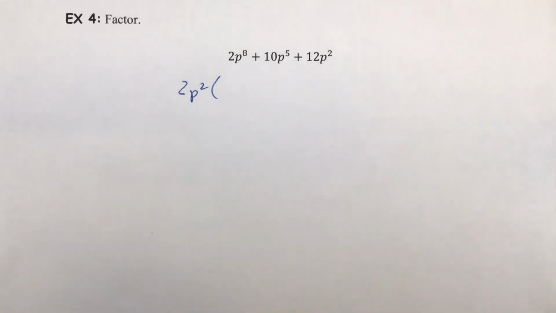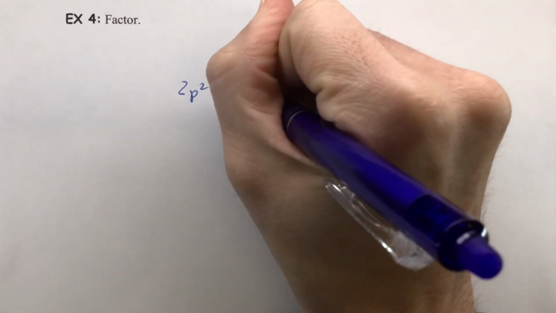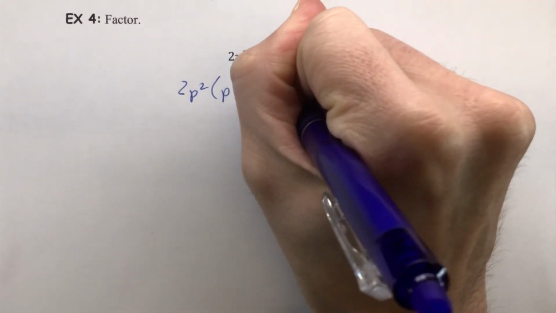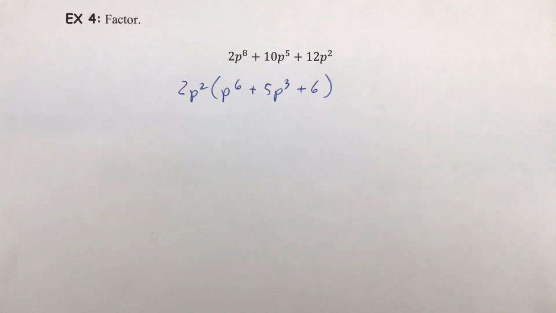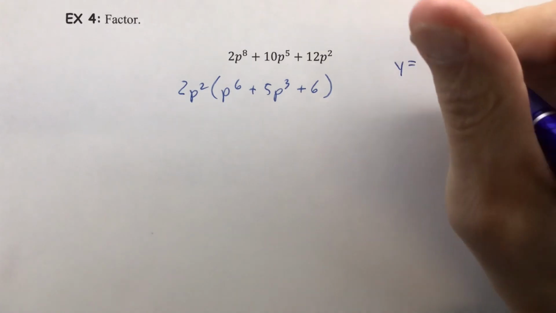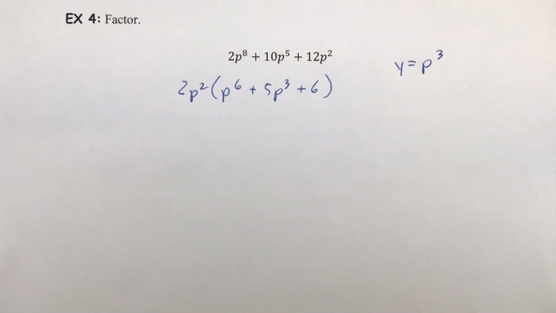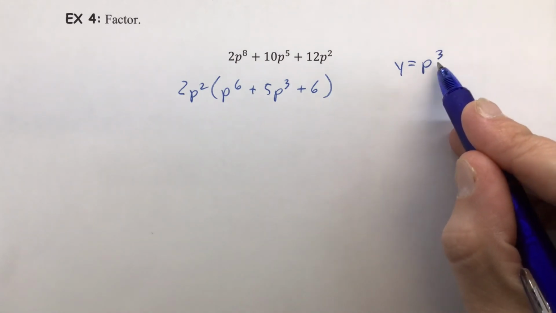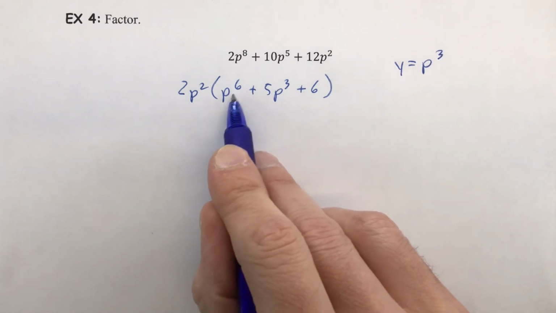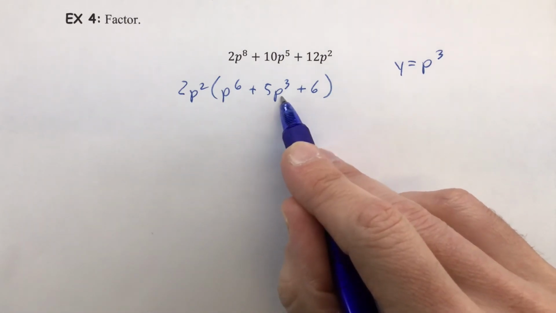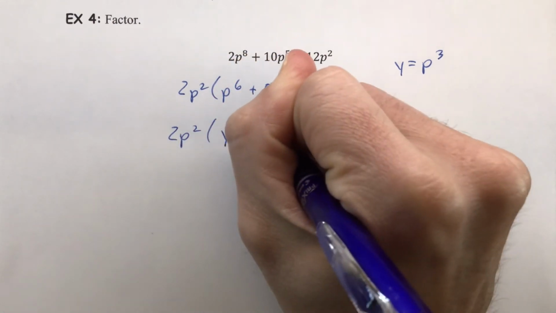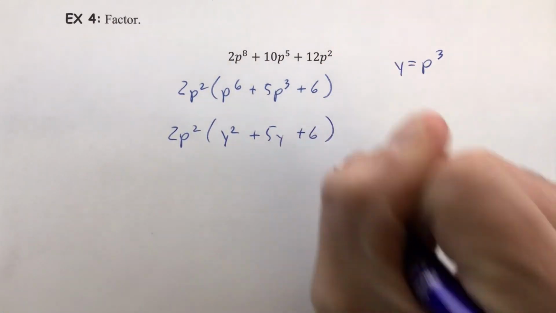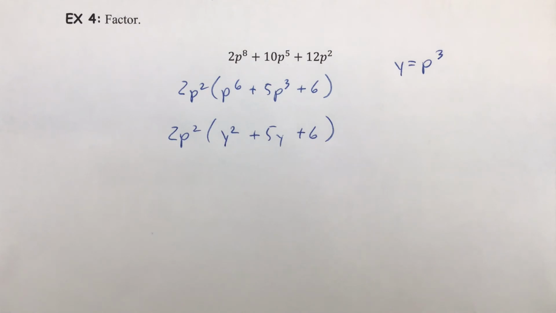Okay, now if we divide that out, we're going to get p to the 6 plus 5p cubed plus 6. And what I'm going to temporarily do is let y represent p to the 3rd power, because p to the 6th would just be p cubed times p cubed. So I get to replace that with a y squared, and this gets to be replaced with a y. I'm going to leave this 6. This will be y squared plus 5y plus 6. And when we're done factoring, we'll fix up all those y's.